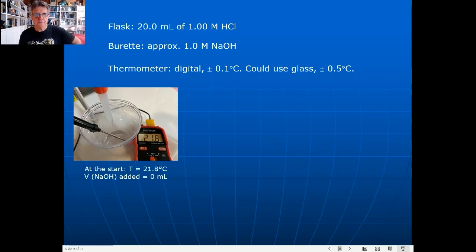But I just wanted to show you what the liquid was like inside, and it was easier for me to stir. Okay, so at the start, the temperature was 21.8 plus or minus 0.1, and the volume of sodium hydroxide added was 0 at that stage. I hadn't added any.